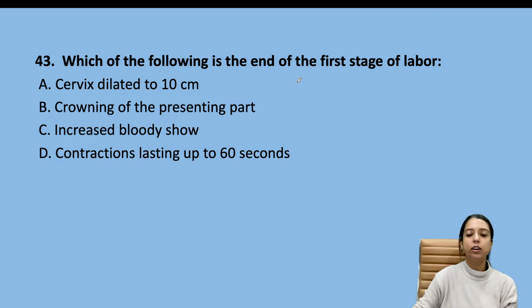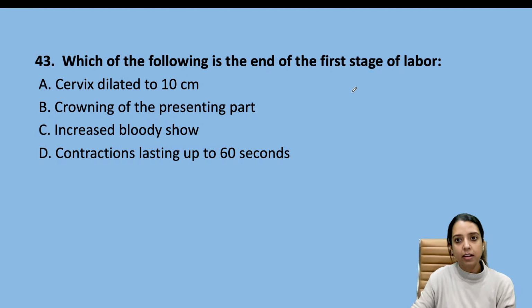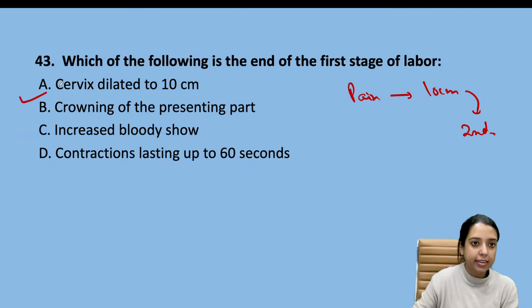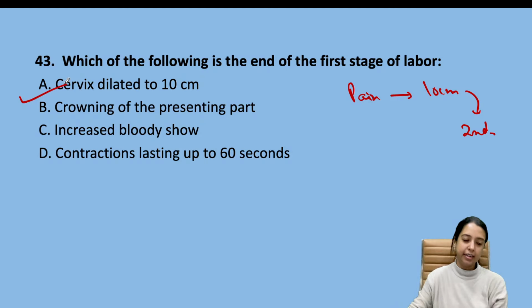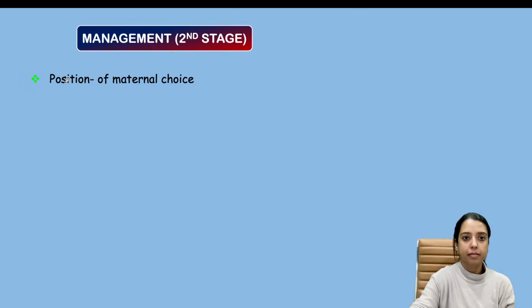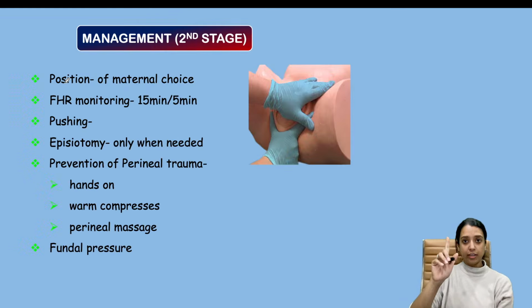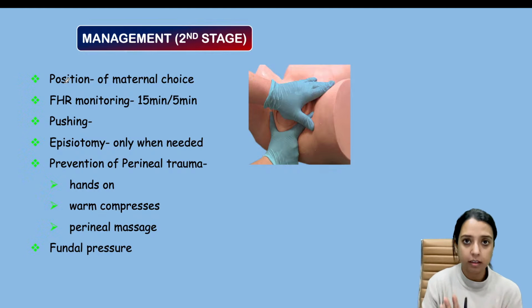Which of the following is end of the first stage? So first stage is from the pain till 10 centimeter. 10 सेंटीमीटर के बाद यानी फुल डायलेटेशन के बाद स्टार्ट होता है सेकेंड स्टेज. So which of the following is end of the first stage? Cervix is dilated 10 centimeter. It is the end of first stage. है ना?